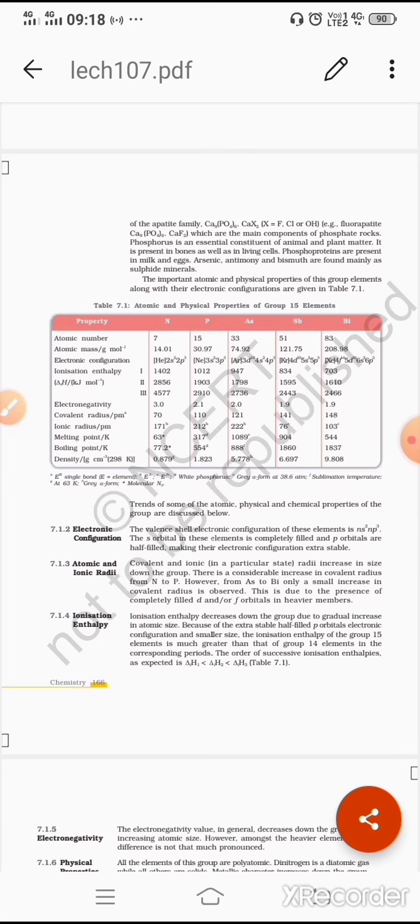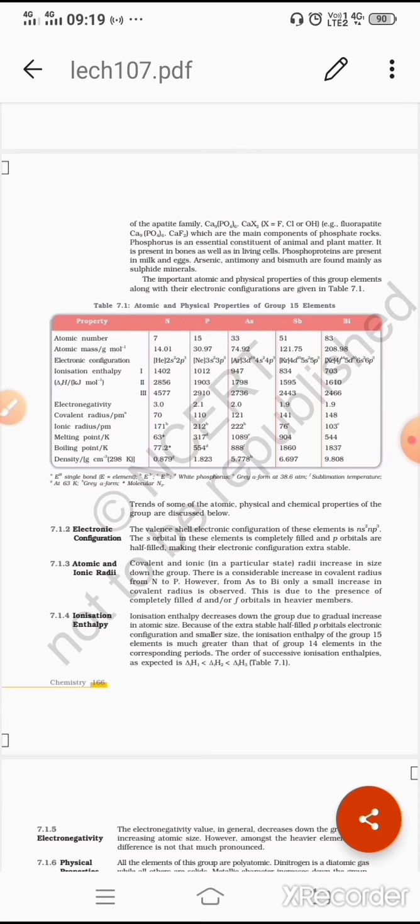In group 15, all the elements have 5 electrons in their valence shell, and the valence shell configuration is ns2 np3. For example, nitrogen, atomic number 7, has 1s2, 2s2, 2p3. Phosphorus has 3s2, 3p3. Arsenic in the same manner will have 5 electrons in the valence shell. So accordingly, all will have a general configuration ns2 np3.